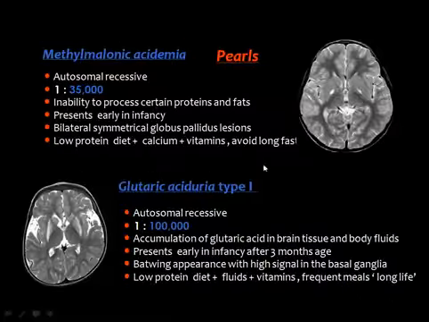And methylmalonic acidemia is also autosomal recessive. The main problem is the inability to process certain proteins and fats.